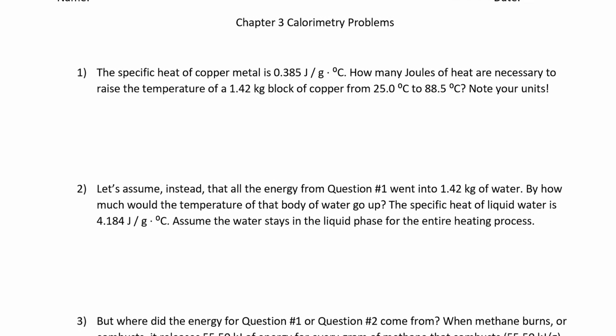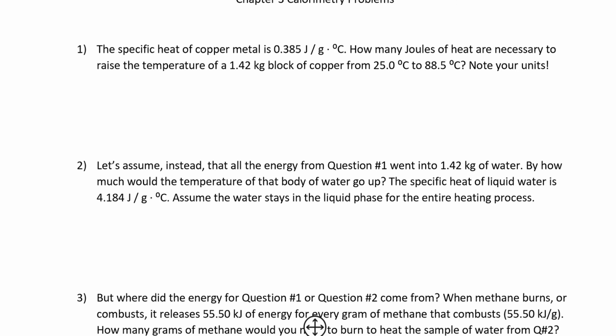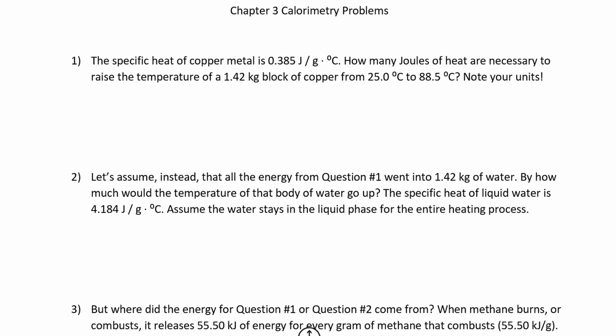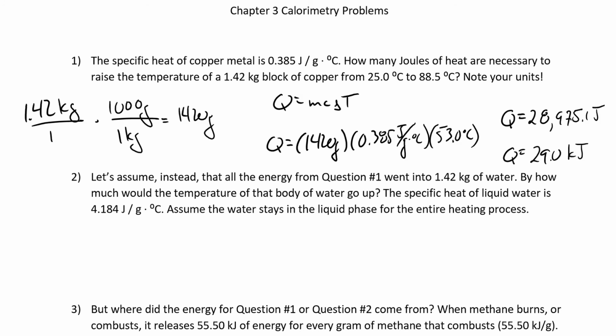The first reads, the specific heat of copper metal is 0.385 joules per gram per degree Celsius. How many joules of heat are necessary to raise the temperature of a 1.42 kilogram block of copper from 25 Celsius to 88.5 Celsius? This is just a specific heat problem to get you warmed up. So pause the video, take a minute, and solve this problem. Hopefully you got 29.0 kilojoules.